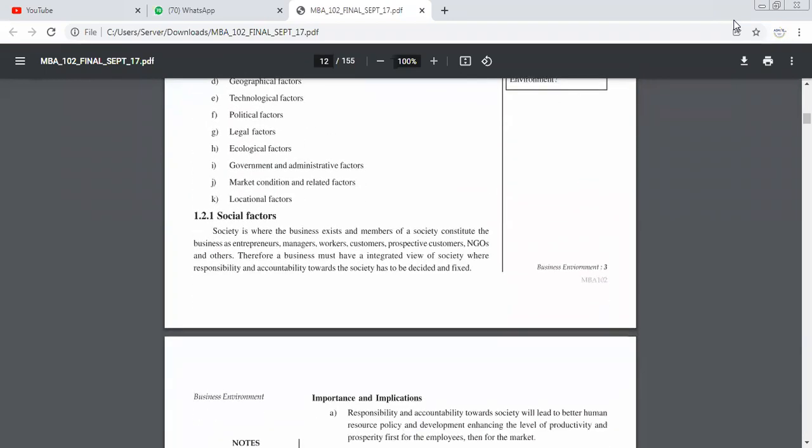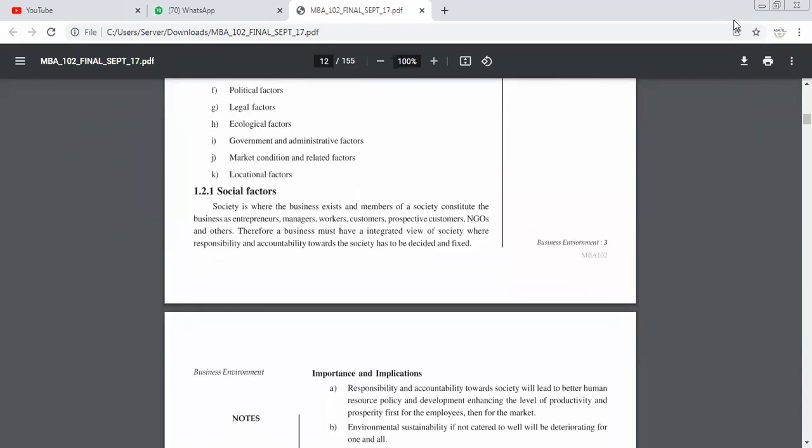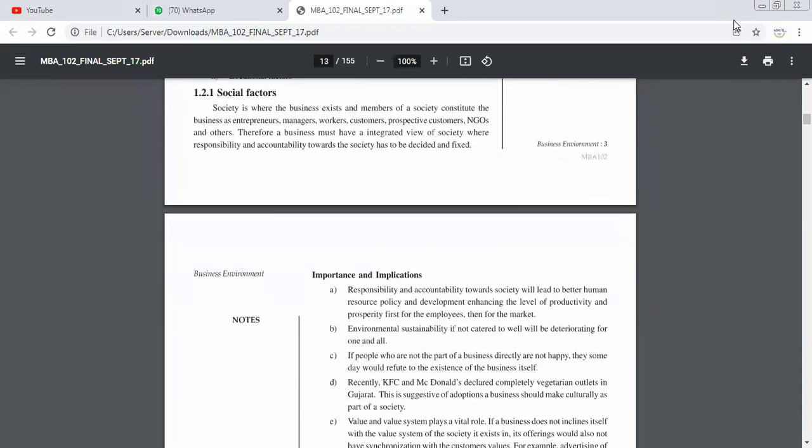Society is where the business exists, and the members of society constitute the business as entrepreneur, manager, workers, customers, prospective customers, NGOs, and others. Therefore, the business must be integrated with an overall view of society, where responsibility and accountability towards society are decided and fixed. I will explain this concept of society. As a businessman, you have a lot of responsibilities.